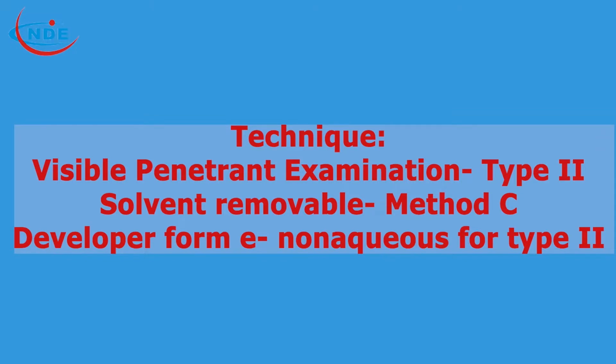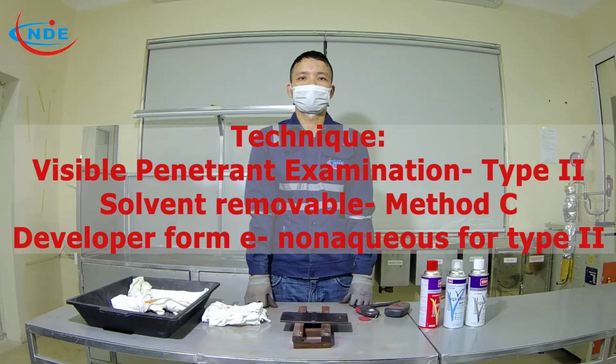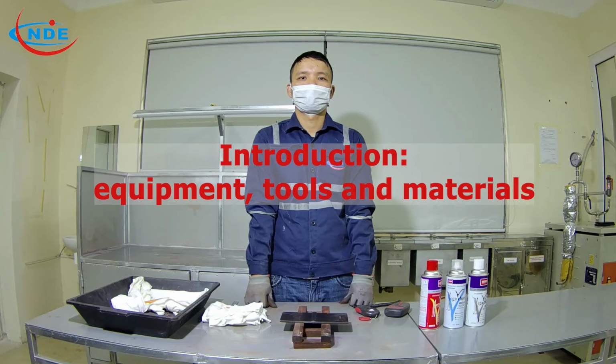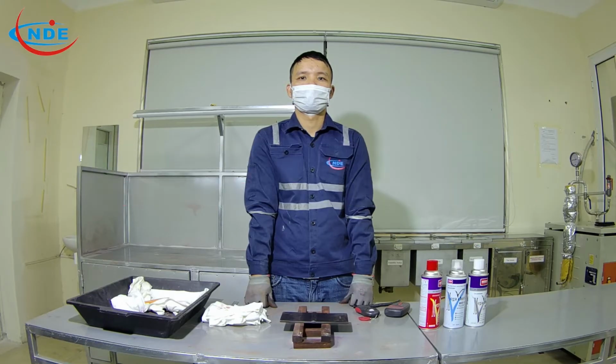The first technique is the visible penetrant examination, Method C solvent removable, and developer Form E, non-aqueous for Type 2 penetrant. There is some equipment, tools and materials necessary for practicing this technique.